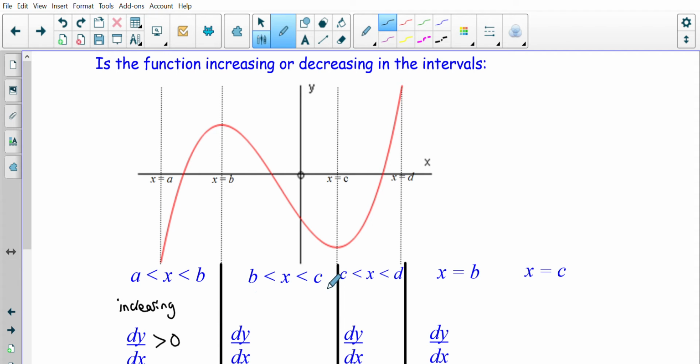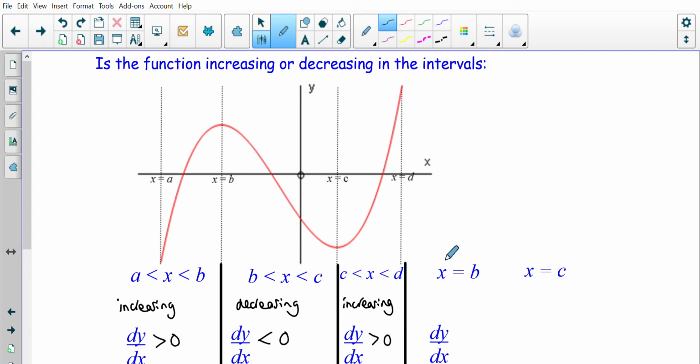Between x equals b and x equals c, we can see the curve is going downwards. So in that interval, the function is decreasing. And again, if we drew a tangent at any point between b and c, the gradient would be negative. So when the function's decreasing, dy by dx is less than 0. Between c and d, the curve's going upwards again. So in this interval, the function is increasing, and the gradient will be positive, dy by dx greater than 0.